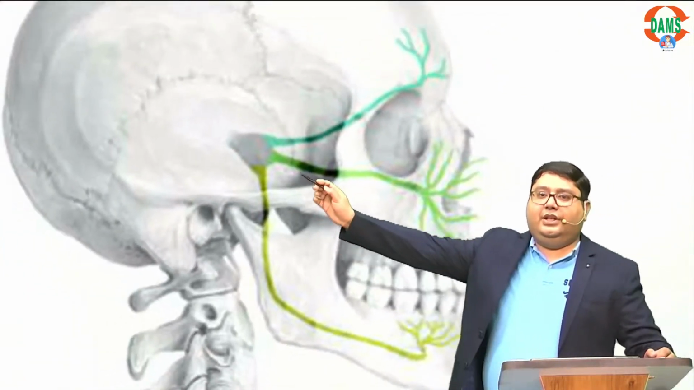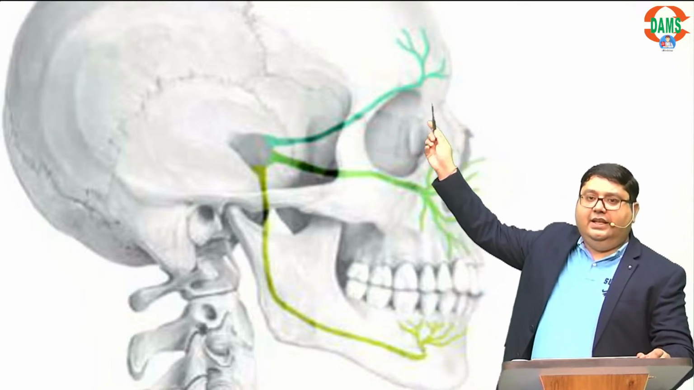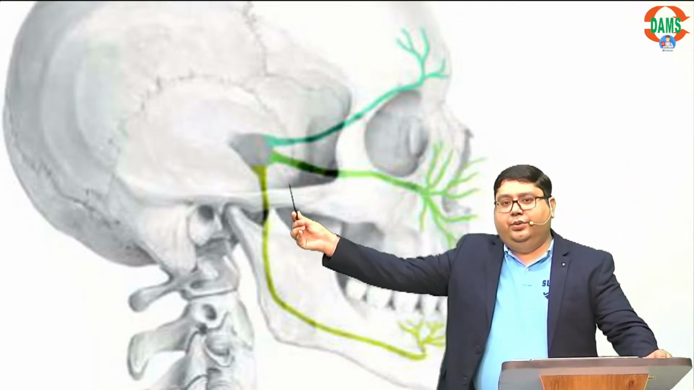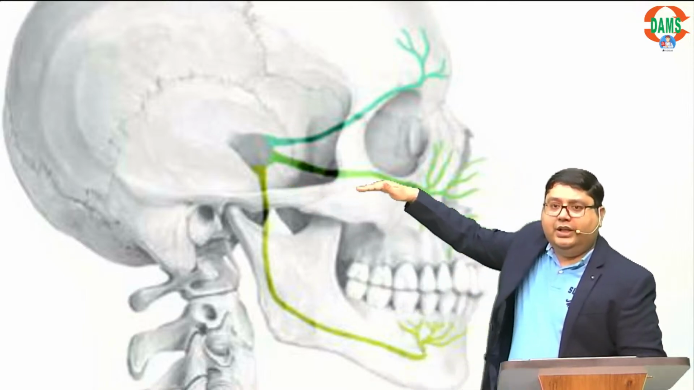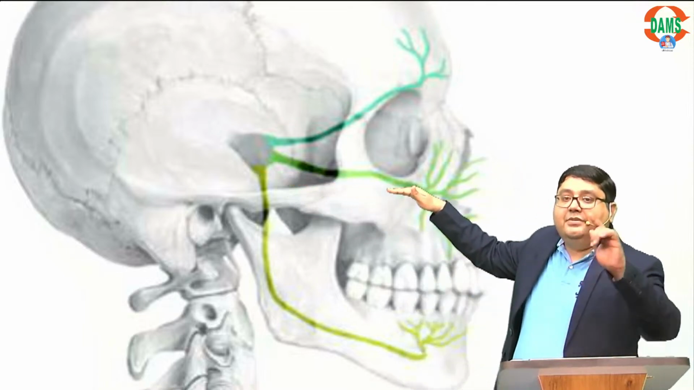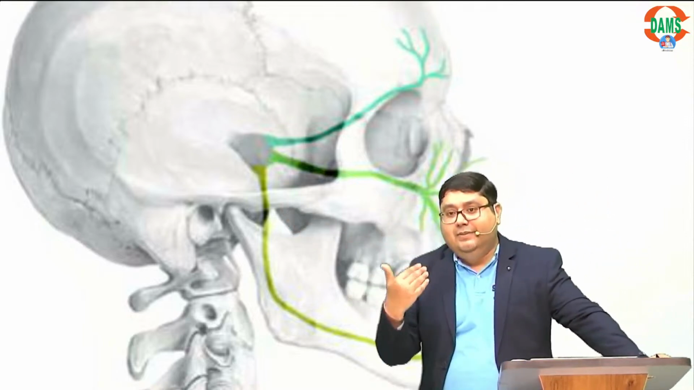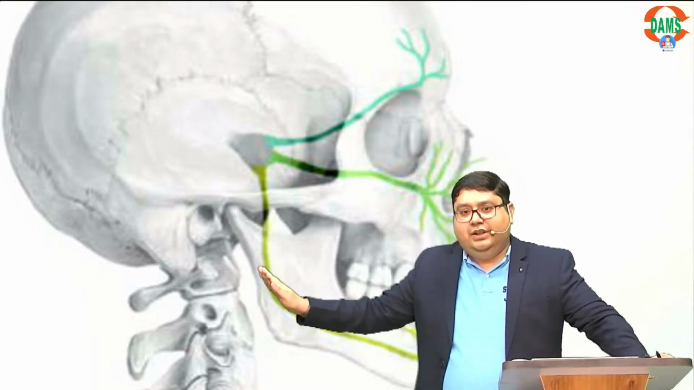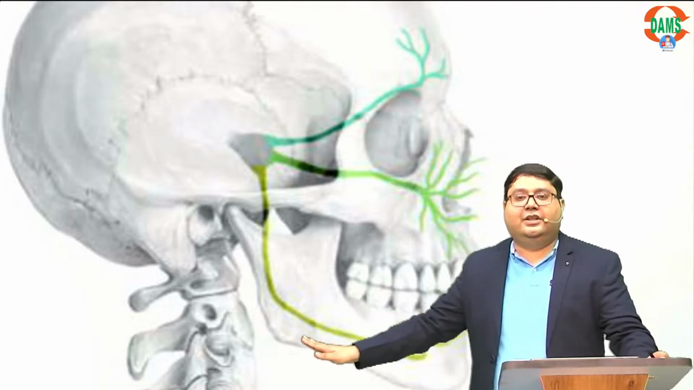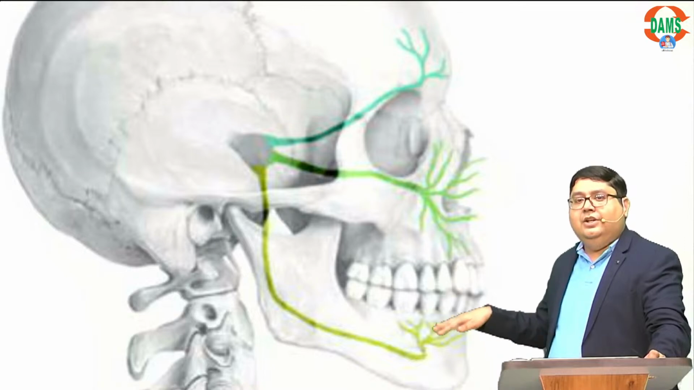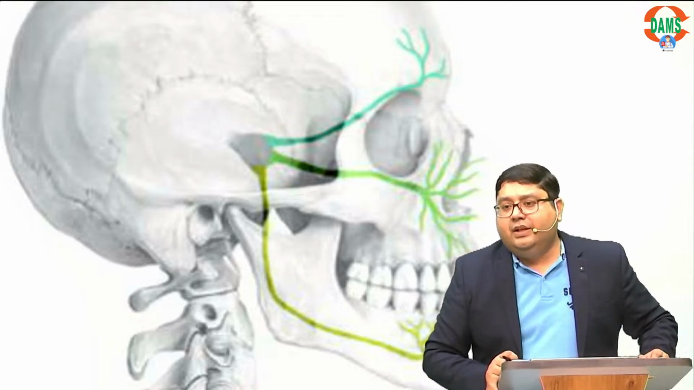This is the distribution. V1 ophthalmic division will be supplying in this area or territory. V2, if you pay attention, is present along the floor of the orbit. That is the distribution for V2. That is the maxillary nerve. Please remember this, okay? And V3, the mandibular nerve, as the name says, will be traveling within the mandible as the inferior alveolar nerve and will be supplying the teeth from below. Do you appreciate this? So that is the overall distribution of the 3 divisions of the trigeminal nerve. So far so good?